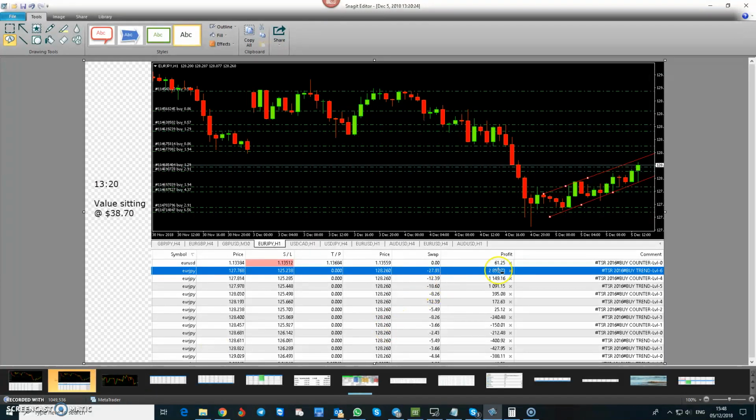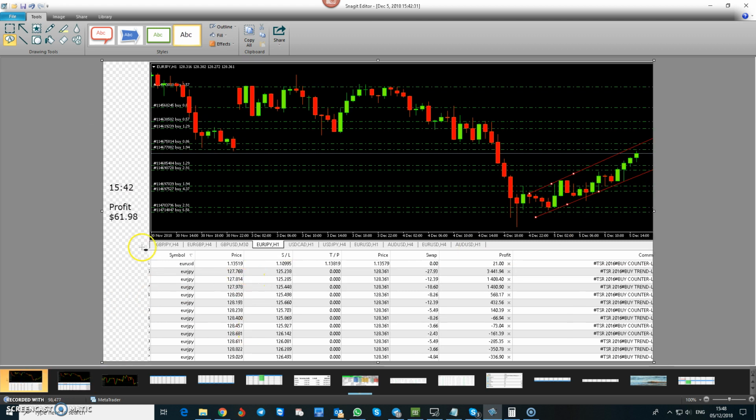So if you have a look here, this was at 1:20, just after 1 o'clock, and I was already on $38 at this point. You can see from the lines that it was definitely going up and continuing to go up. And then this is more recently, at 20 to 4. We're at $61 profit now.